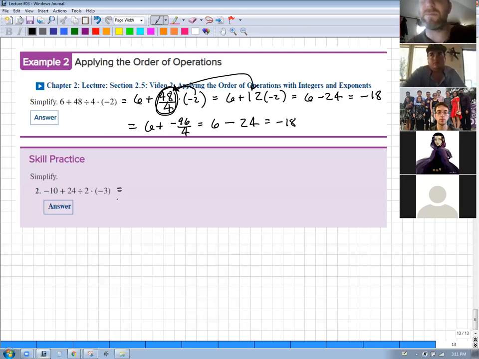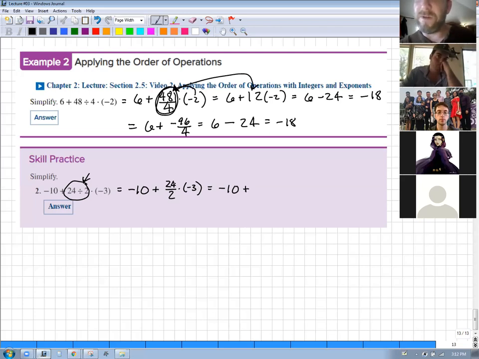Now we want to do divisions and multiplications before we do our additions and subtractions. So we have a negative 10, a plus 24 divided by 2, times a negative 3. So all I did was rewrite this guy as a fraction. So now I still want to do multiplications and divisions first. I can either multiply these two first, or I can do this division first. It doesn't matter. You get the same answer either way.